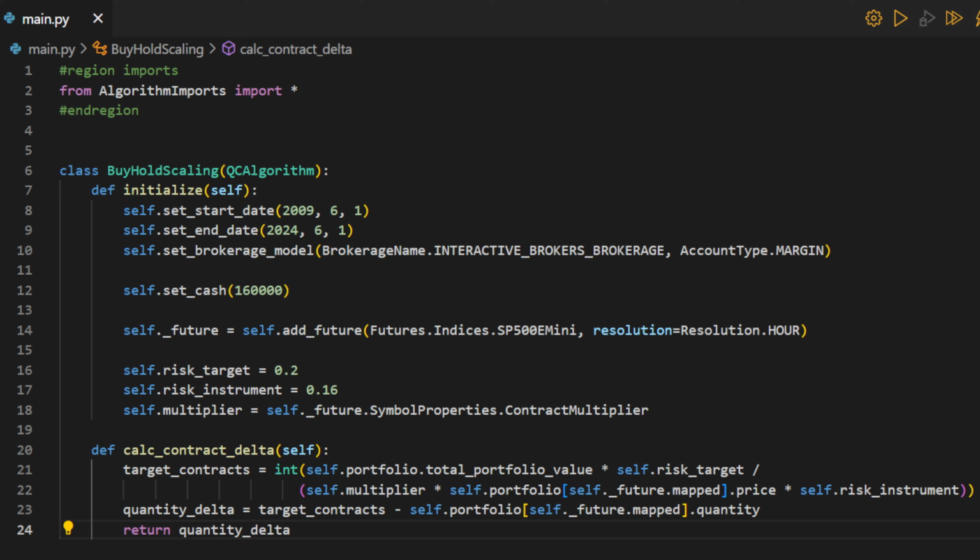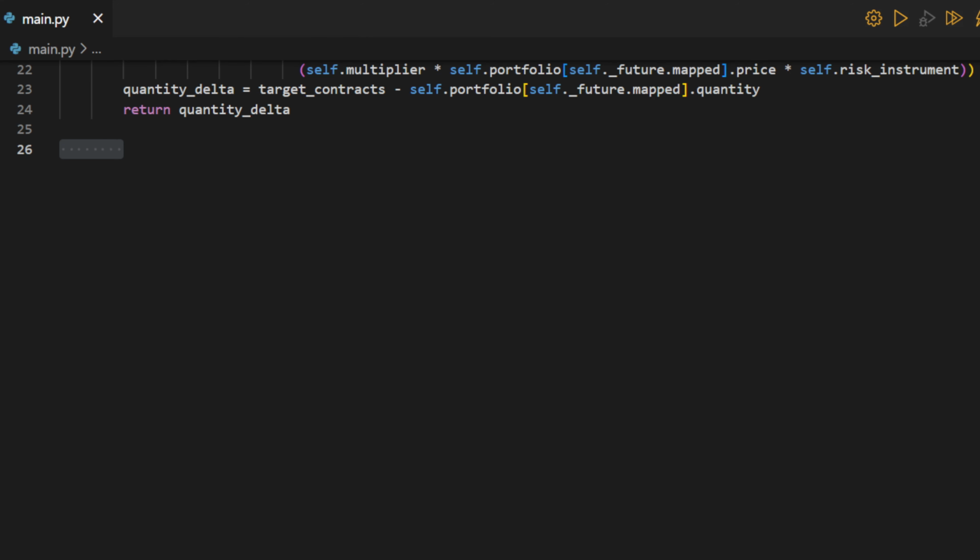Here are a few key points to note. self.portfolio.total_portfolio_value represents the capital in Carver's formula. self.portfolio[ES].price represents the current price of ES. Then we compare the target holding with the actual quantity held using this line. If the difference is negative, it triggers a market sell order instead of a buy order. Now that we've covered these preparations, let's proceed with implementing the strategy.